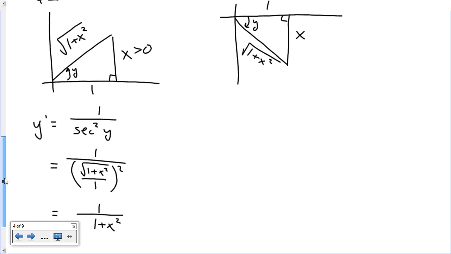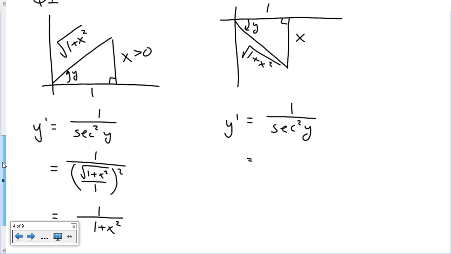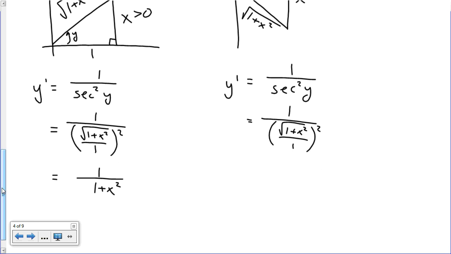And so again, going back to what we are trying to find here, we're trying to find out what y prime is equal to. I know it's 1 over the secant squared of y. And secant of y now on this triangle, that's the reciprocal of cosine, so it's going to be the square root of 1 plus x squared over 1. Notice it's the same triangle, so we're going to end up with the same result here. It's the square root of 1 plus x squared over 1. And again, it's secant squared, so we have to square that quantity. And so this turns out to give us 1 over 1 plus x squared, the same thing that we got over here on the left.